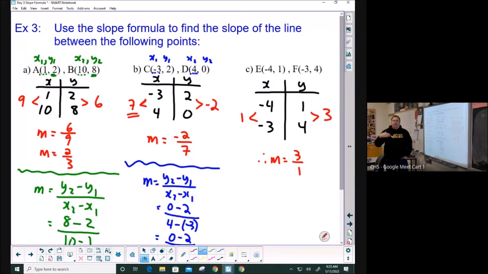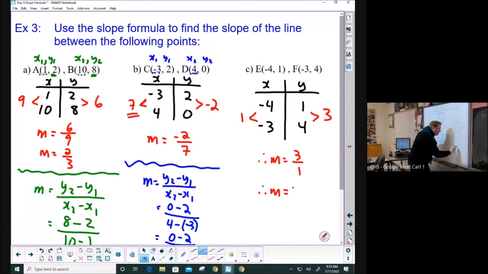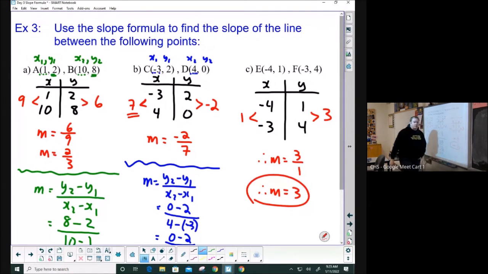Now, I know yesterday we asked you to keep the fraction as 3 over 1 so that the Desmos program could read it. I have no problem with you saying 3 over 1 is just 3. We would rarely write 3 over 1. We would just say the slope is 3. The advantage of keeping 3 over 1 is you can then imagine the rise of 3 and the run of 1. When you just see a slope of 3, it's not quite as obvious, the rise of 3 and the run of 1.